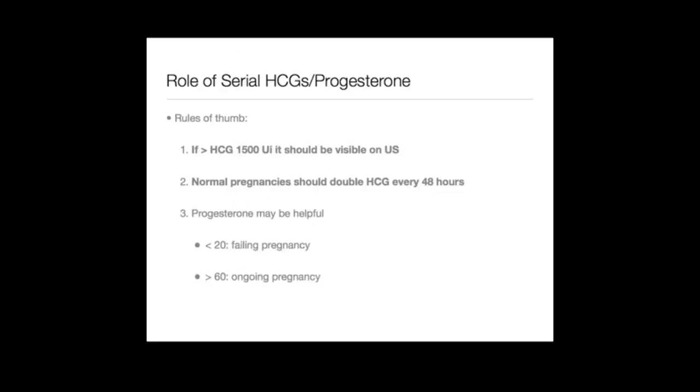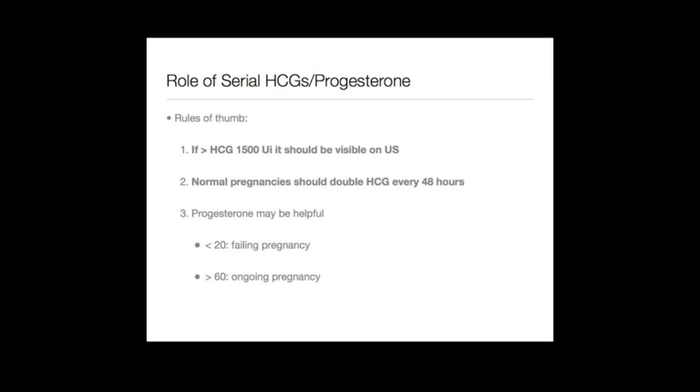So, in terms of serial beta HCGs and progesterone, there are a couple of rules of thumb to be aware of. If the beta HCG is greater than 1,500, then any pregnancy should be visible on ultrasound. So often, patients are monitored until their beta HCG gets greater than 1,000, and then they have an ultrasound. Normal pregnancies should also double the beta HCG every 48 hours. And this is the reason that women are often admitted for 48 hours for serial beta HCGs, and if they don't double, then an ectopic pregnancy is highly suggested.